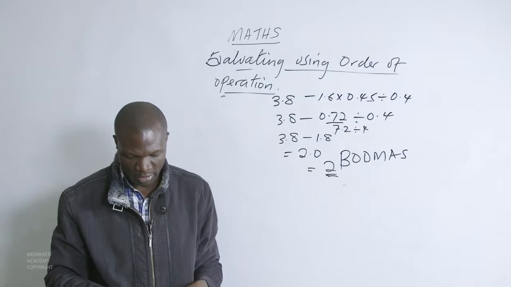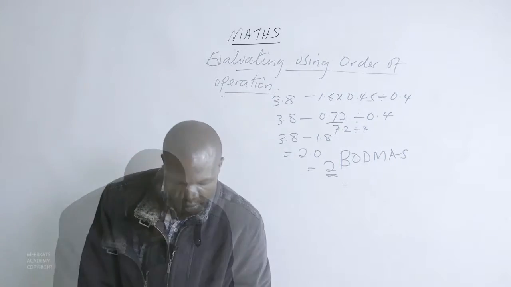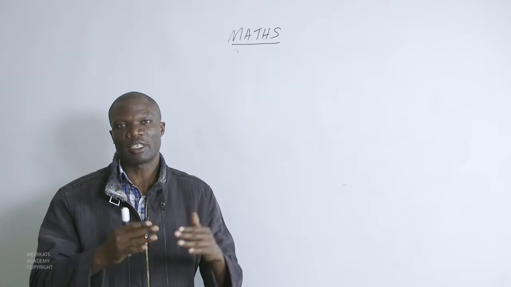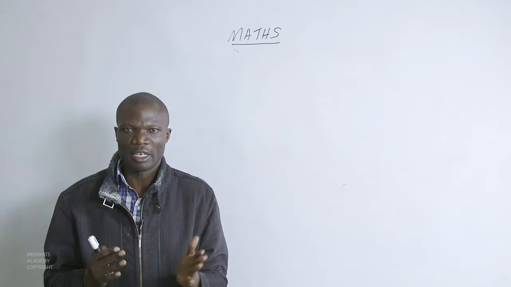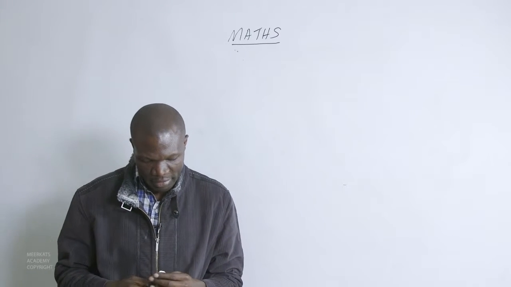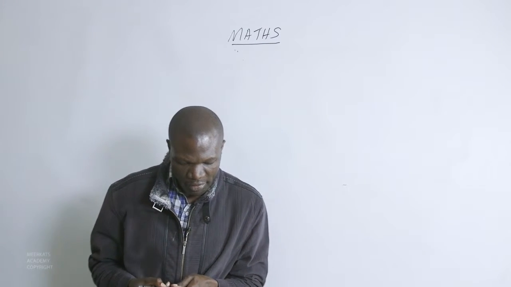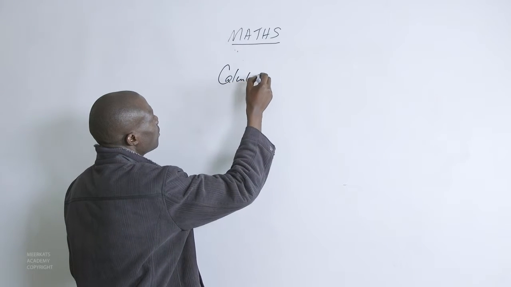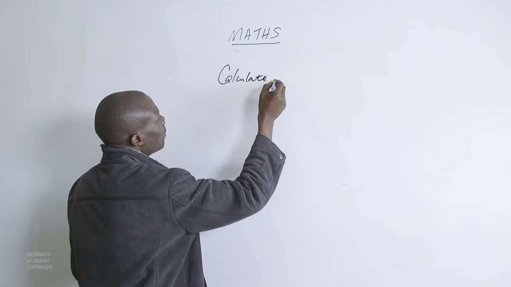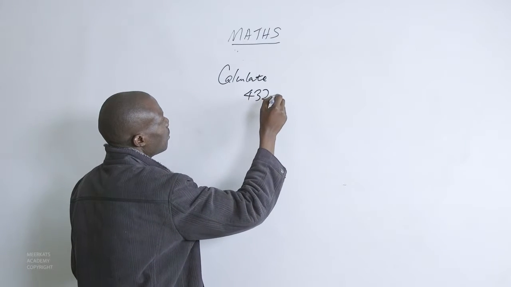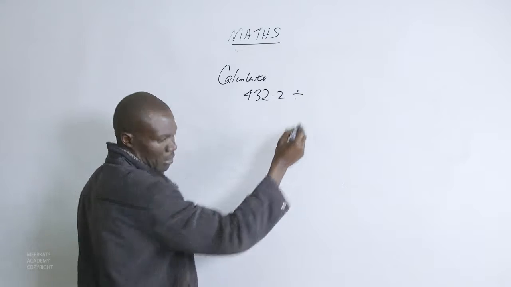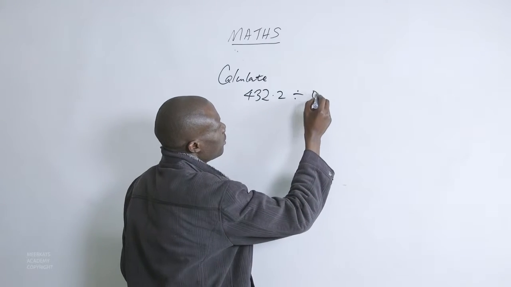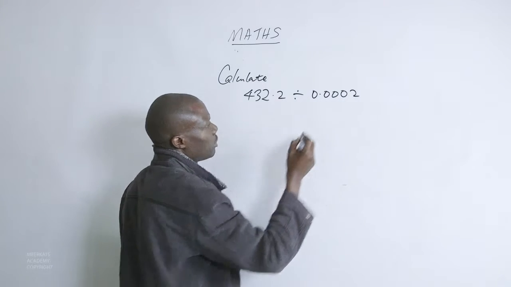So let us look at other questions in general. I want us to look at a situation where we have a divisor with quite a large number of decimal places. For example, calculate 432.2 divided by 0.0002.